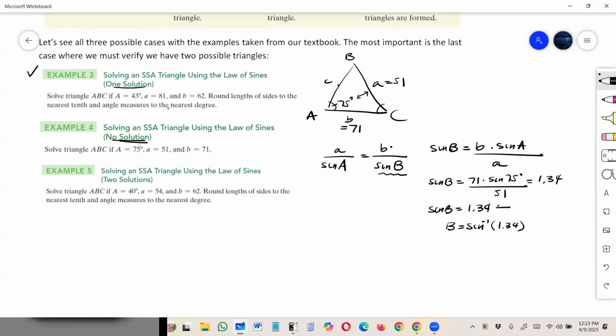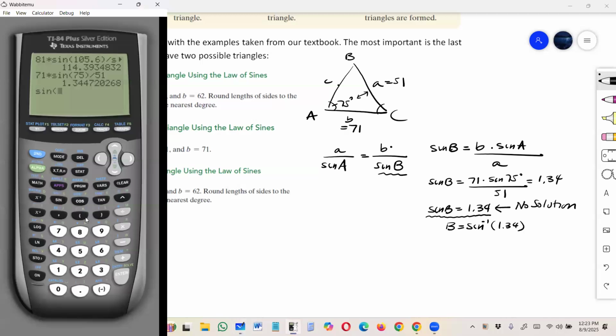Now, the problem is right here, okay? From here, if you have the sine of an angle equal to a value greater than 1, there is no solution. Why is there no solution? Because the largest the sine can be is 1, and the smallest is -1. And where would that be? Well, that would be sine of 90 degrees. So if I do sine of 90 degrees, I get 1.